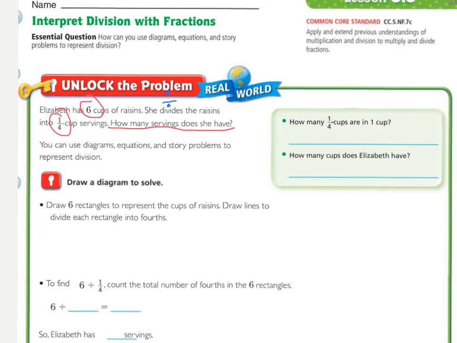So you should have underlined how many servings does she have, circled 6 cups, and then circled 1/4 cups. And then in this word problem, they use the word divide. So that's why I put my division symbol over that word.